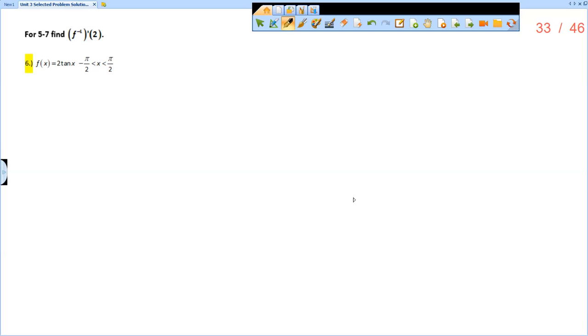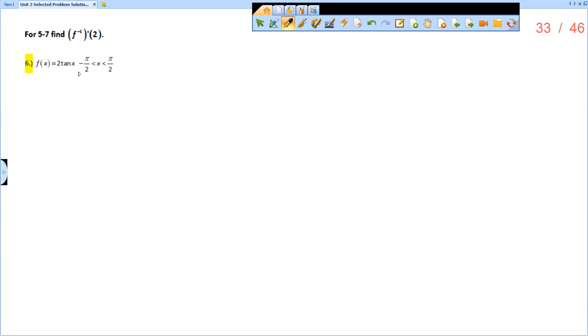This is the solution video for section 3.6, problem number 6. It says for 5 through 7, find f inverse prime of 2. So f of x is 2 tangent of x, and x is between negative pi over 2 and positive pi over 2.